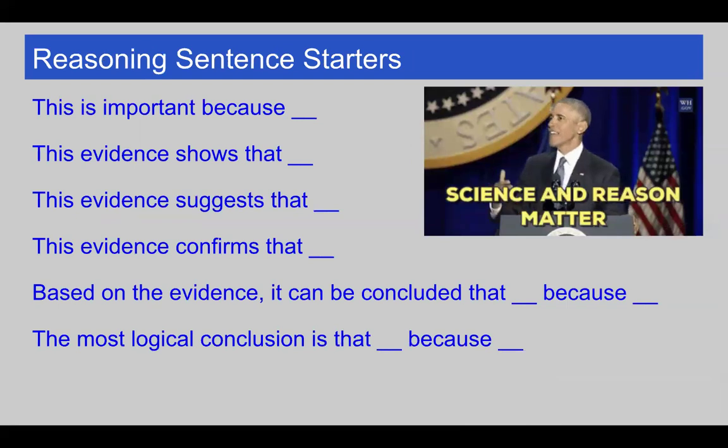Here are reasoning sentence starters. Reasoning explains why and or how the evidence supports the claim. If you find yourself restating your evidence, you're doing it wrong. Start over. This is important because this evidence shows that, this evidence suggests that, this evidence confirms that. Based on this evidence, it can be concluded that blank because blank. The most logical conclusion is that blank because blank. In your graphic organizer, I gave you reasoning sentence starters, so you should be able to use those.